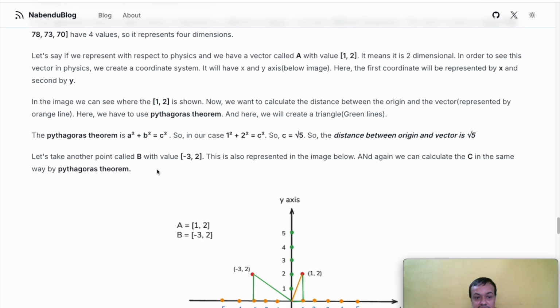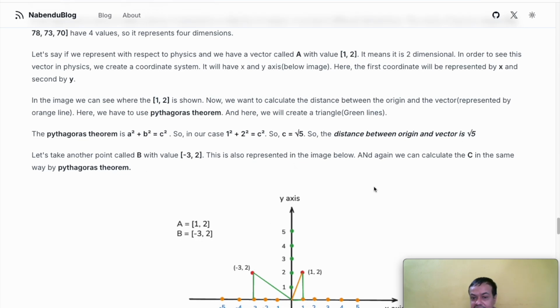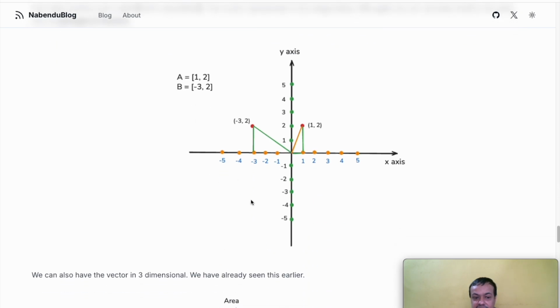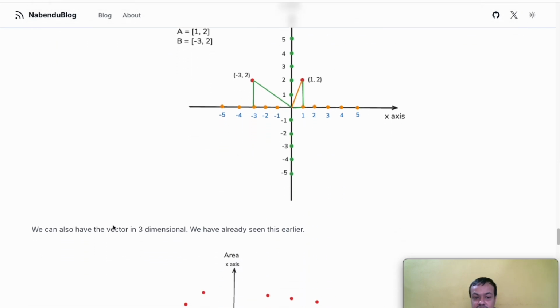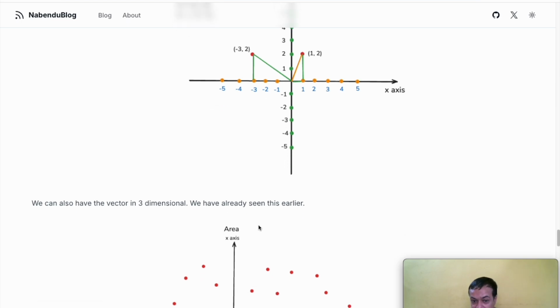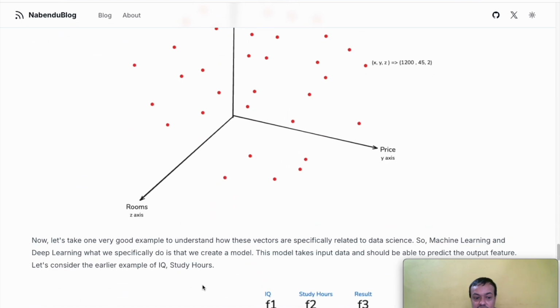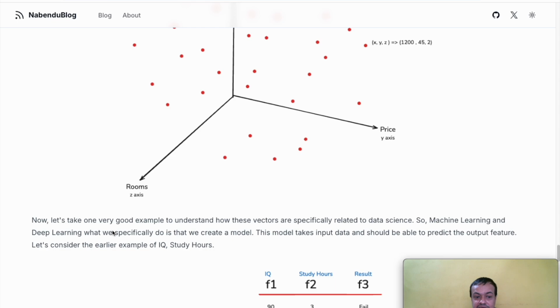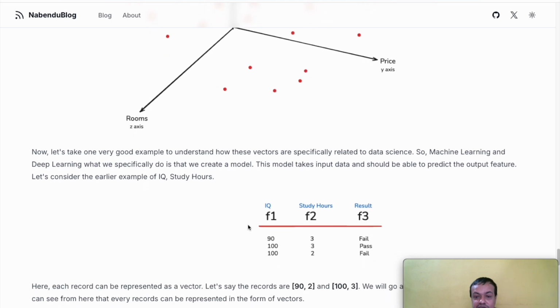Let's take another point b, which is minus 3 and 2, and again c is computed the same way with the Pythagoras theorem. We can see this thing. Now we can also have the vector in 3 dimensions, where we can have x, y, and z axes also.